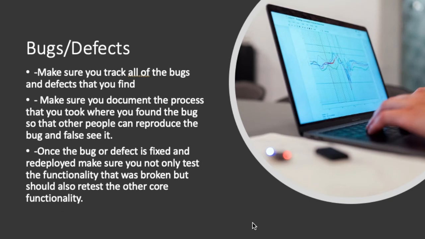Bugs and defects. Usually no application is 100% perfect after the development phase. Your job is to find all the bugs and defects as early as possible. Don't be afraid to break things. If you can find ways to break an application, there's a good chance that an end user can do the same. Make sure you check all the bugs and defects that you find. Once the bug or defect is fixed and redeployed, make sure you not only test the functionality that was broken, but you should also retest the other core functionality to confirm that the fix did not have an adverse effect on other parts of the application. Make sure you're comfortable with the fix after testing before giving your approval or signing off on the testing.